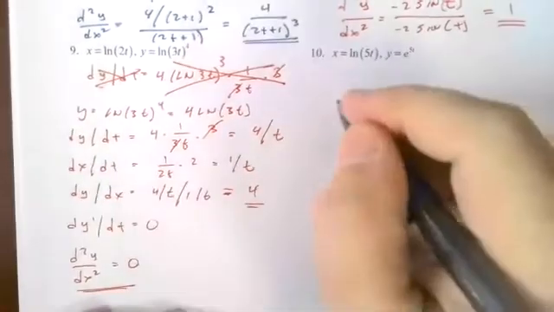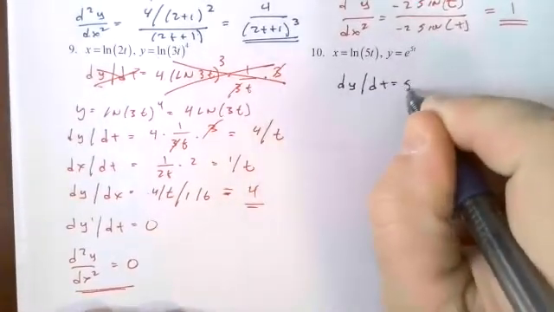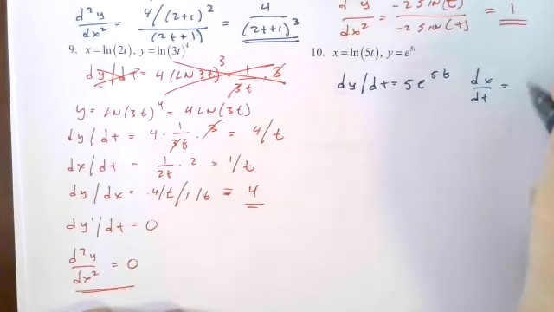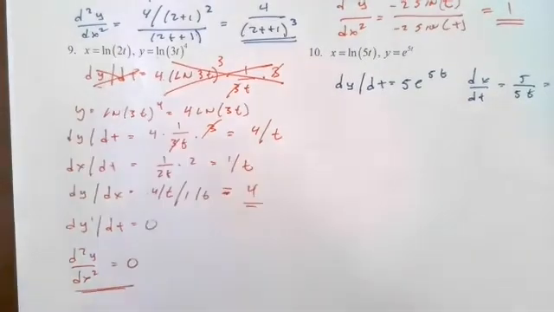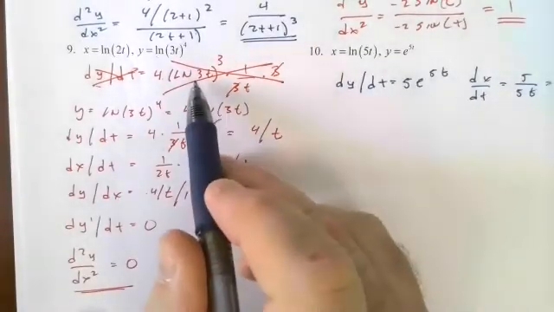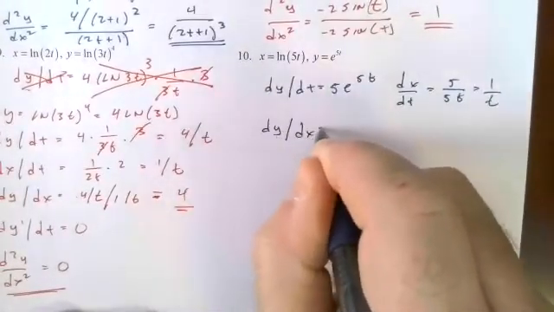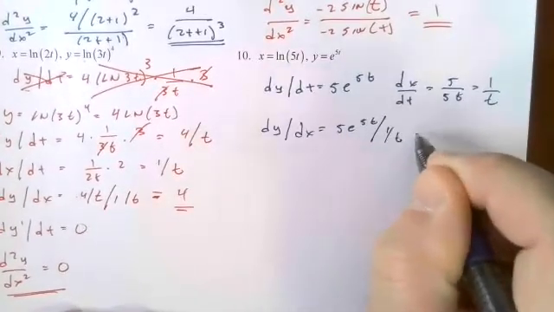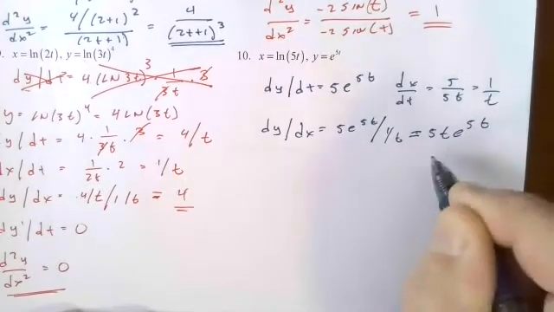That's fine. Over here, dy/dt equals 5e to the 5t. dx/dt equals 5 over 5t, 1 over t. Boy, this is bothering me. Okay, dy/dx equals 5e to the 5t over 1 over t, which is 5t e to the 5t.